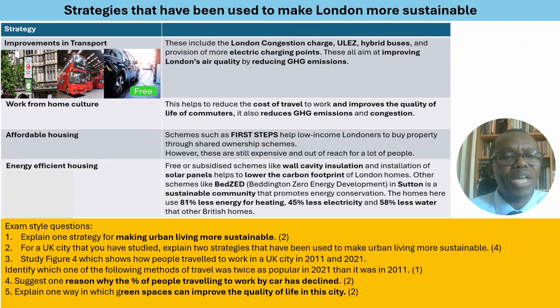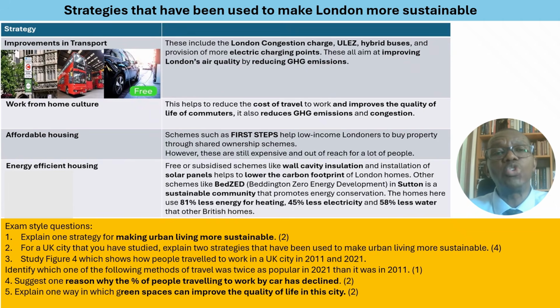Now we are going to start off with strategy number 1, which is improvements to transport. And these ones here will include congestion charging, ULEZ, hybrid buses, and provision of more electric charging points. Now, all of these aim at improving London's air quality by reducing greenhouse gas emissions. Now, if we can briefly talk about a couple of these, congestion charging, first of all, is a charge that is levied on cars that go into the CBD of London, so areas that are within the CBD.